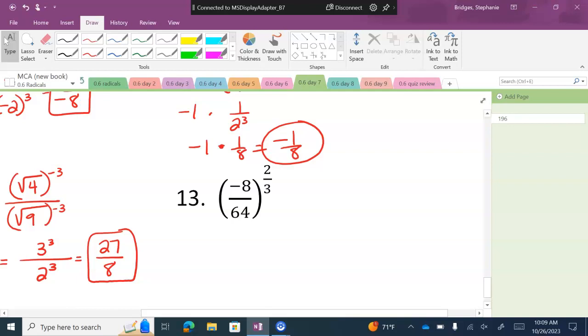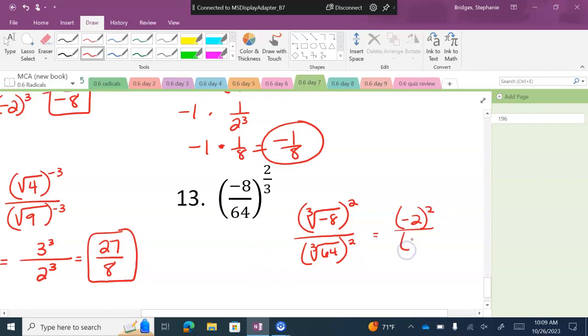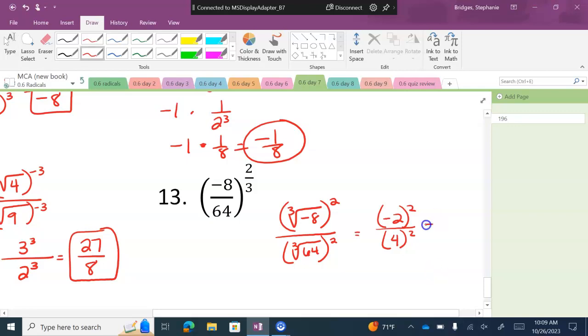What root am I going to take of both the numerator and the denominator? Cube root. Here we go again. Cube root of negative 8, and then I'm going to raise that to the 2nd power. I'm going to take the cube root of 64 and raise that to the 2nd power. What is the cube root of negative 8? And the cube root of 64 is 4.